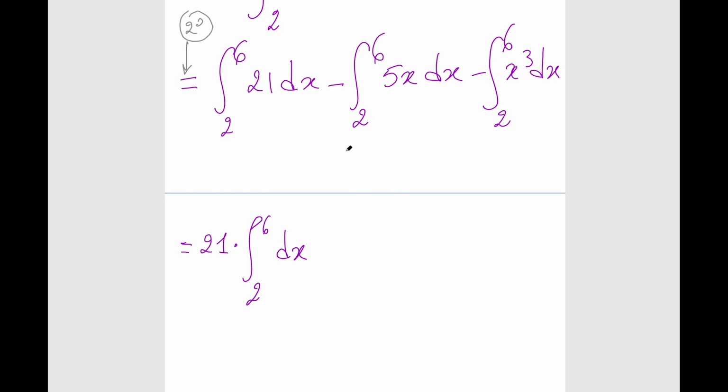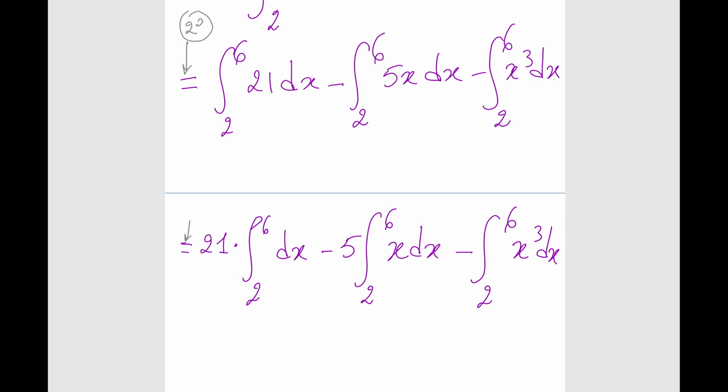All right. Minus 5 is also a multiplicative constant. I can still push it outside. So you get 5 times the integral from 2 to 6 x dx minus the integral from 2 to 6 x cubed dx. Correct? And why is that? Because of property 3, as we said.